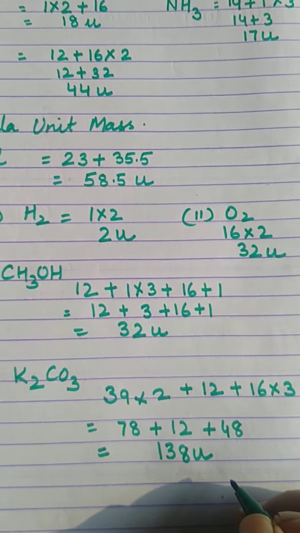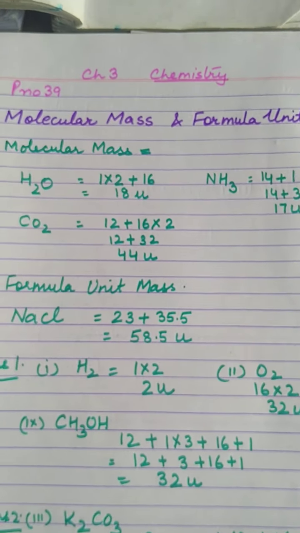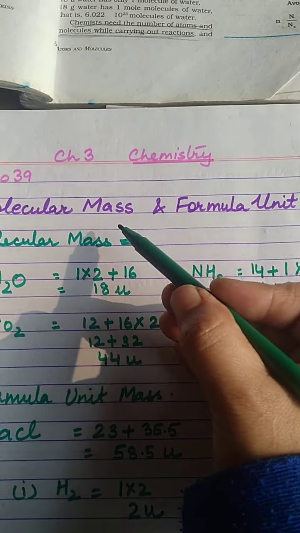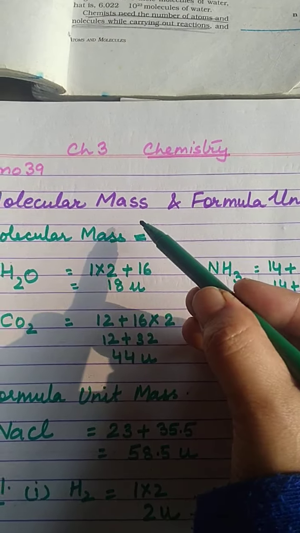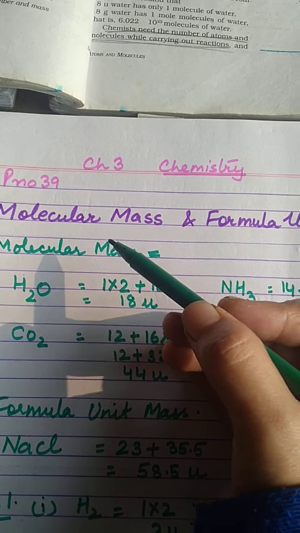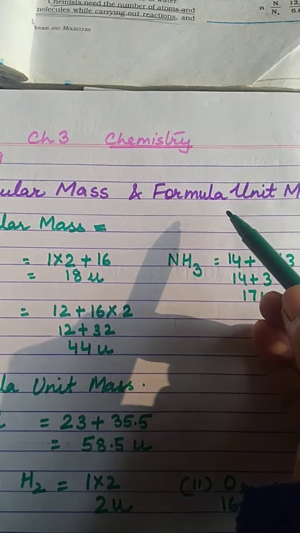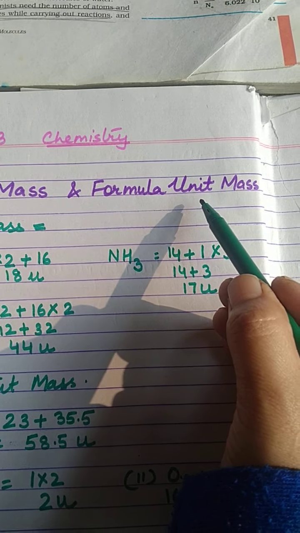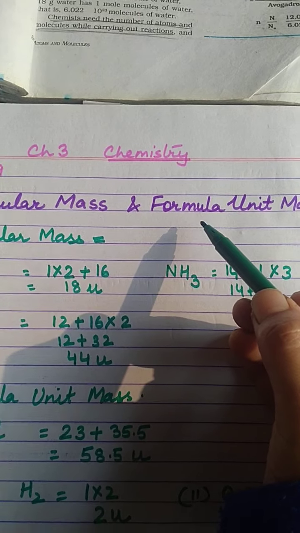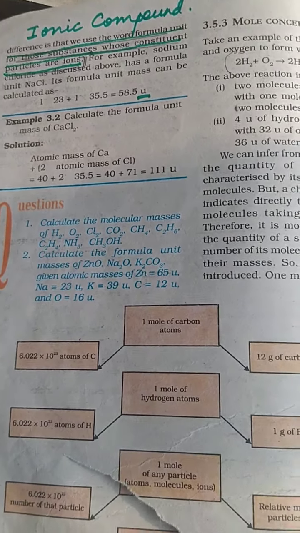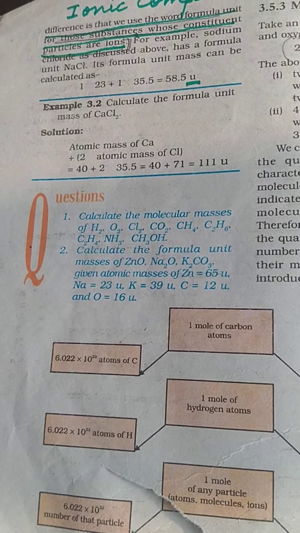Students, I hope you have understood this. The topic is very easy: to calculate molecular mass and formula unit mass, the method of calculation is same, unit is same. The only difference is for any molecule we use molecular mass and for ionic compounds we use the term formula unit mass. Little bit of difference is in the definition. Rest of the parts of question number 1 and 2 of page 40 you can complete yourself.